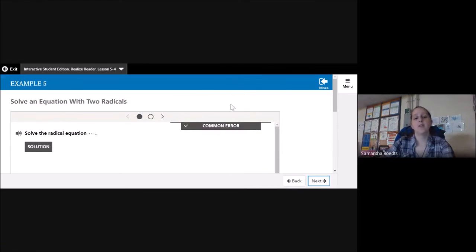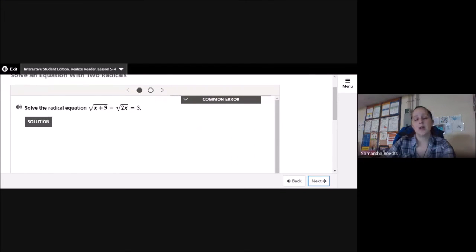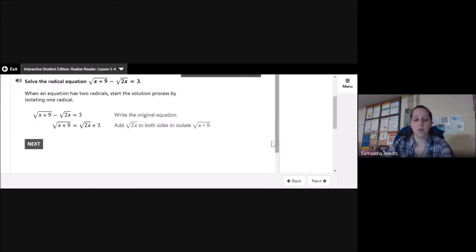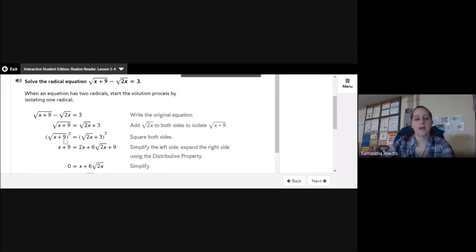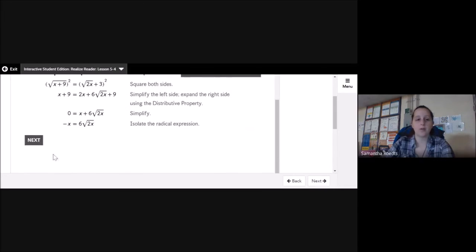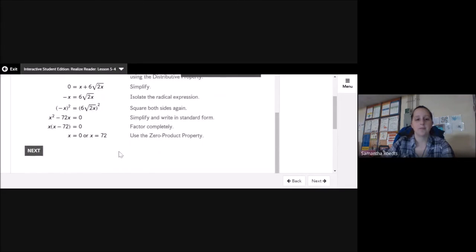All right, example 5, solve an equation with two radicals. I solve the radical equation, the square root of x plus 9 minus the square root of 2x equals 3. So when an equation has two radicals, I start the solution process by isolating one radical. So in this case, I'm moving the square root of 2x to the other side of the equation. I go ahead and square both sides, which gives me x plus 9 equals 2x plus 6 times the square root of 2x plus 9. I solve. I isolate the other radical, and I square again.